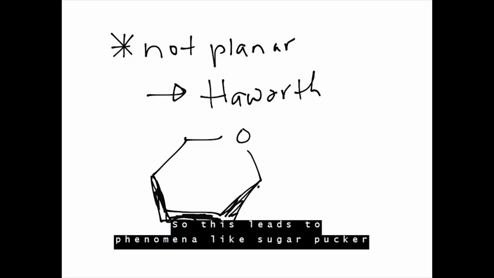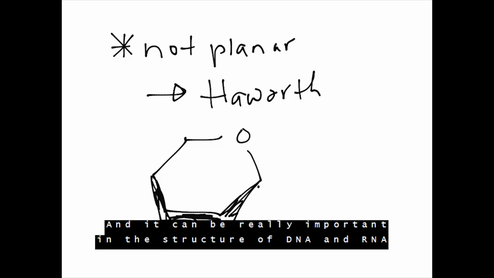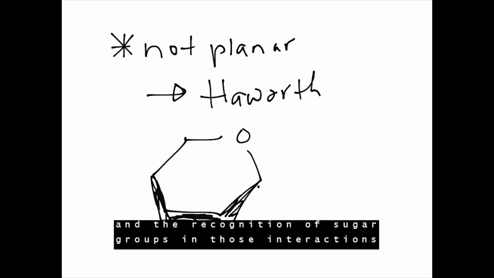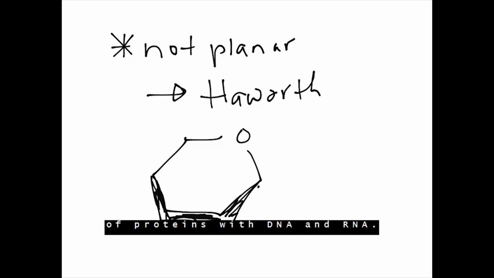So this leads to a phenomenon like sugar pucker, where you get these partial rotations, and it can be really important in the structure of DNA and RNA and the recognition of sugar groups in those interactions of proteins with DNA and RNA.